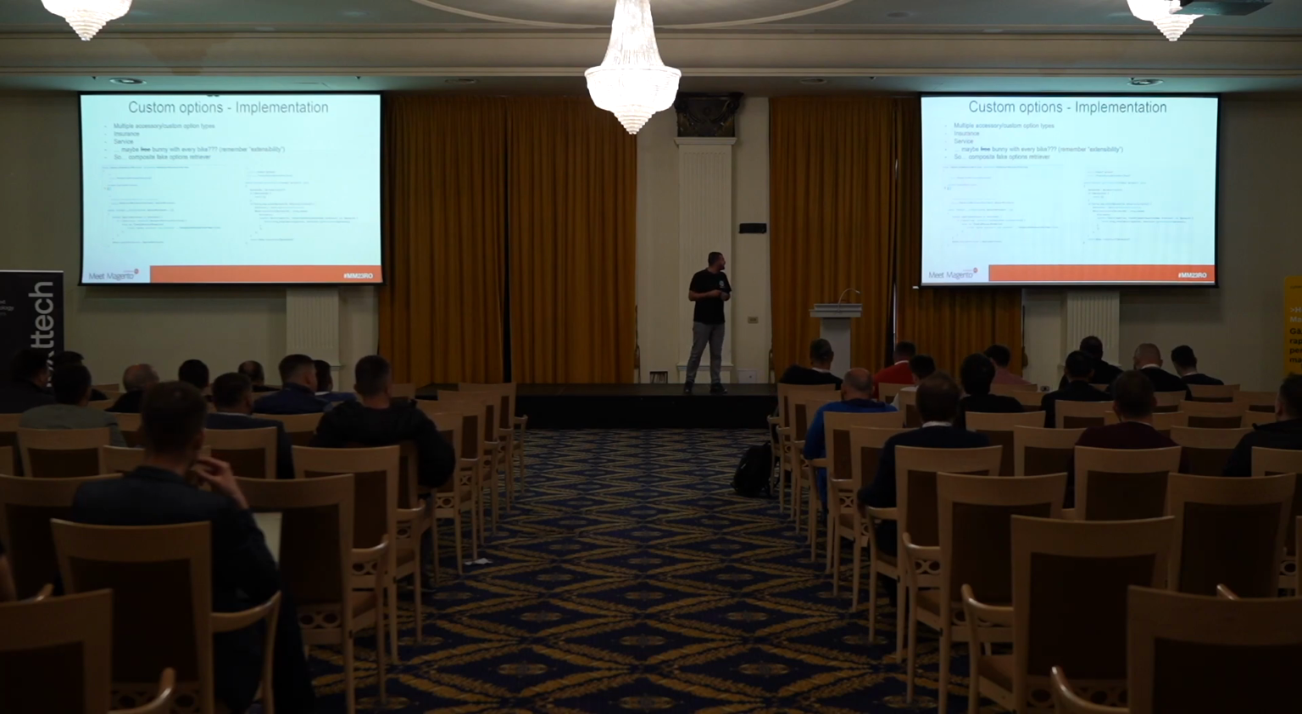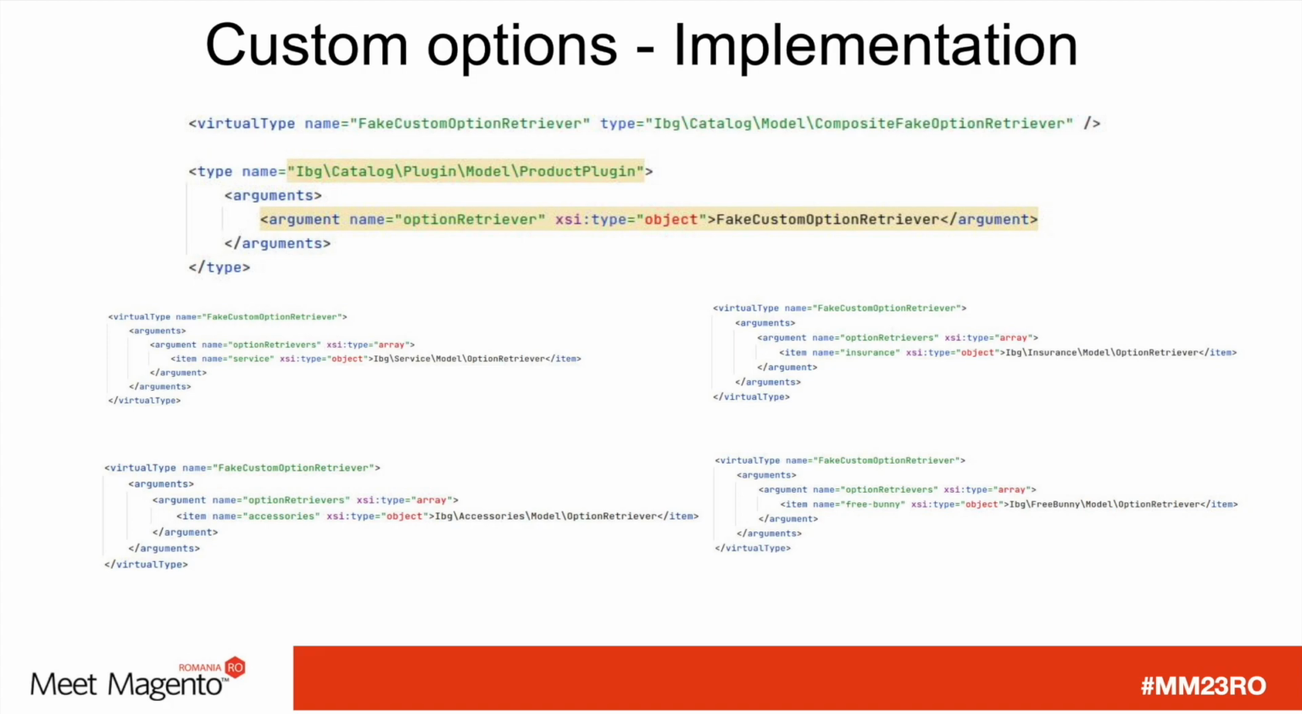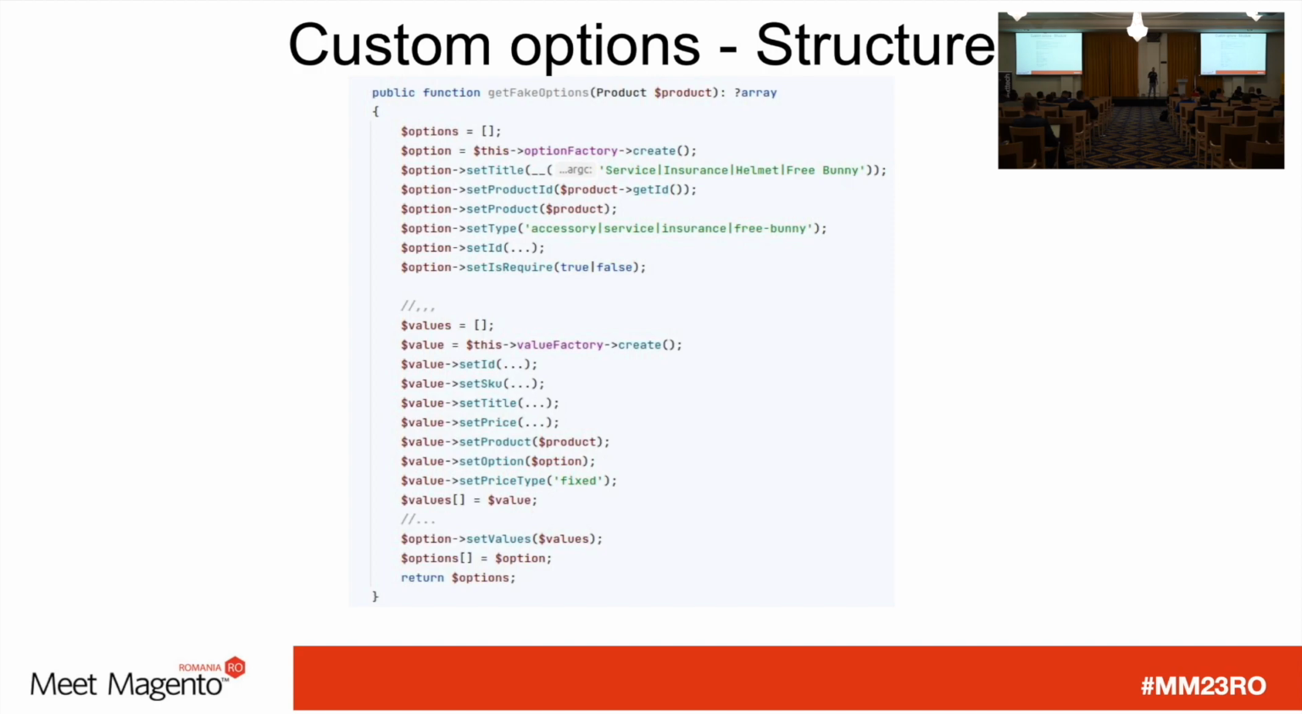So we did a composite fake option retriever, which will aggregate all the options from the other retrievers that we do. We had one option retriever for accessories, one for insurance, for service, for bunnies. And the idea was simple. Everything should return an object that follows a simple structure.